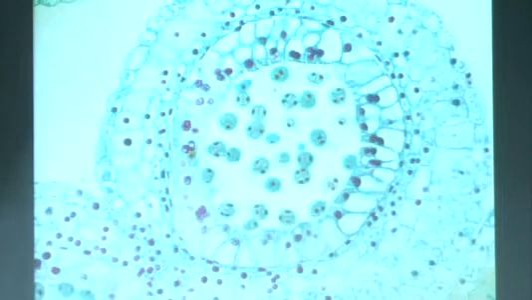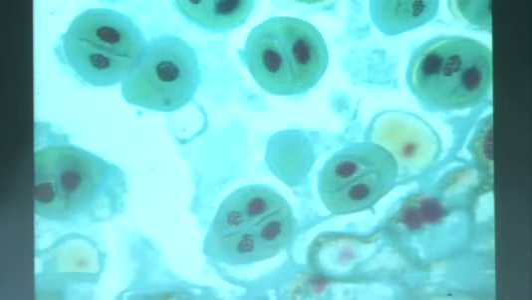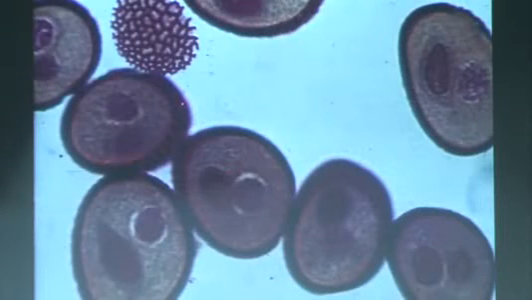To make the pollen grains, this is a high power. Here's the sporangium wall on the outside. The whole thing is the anther, and here are the pollen grains being made. They're made by meiosis and mitosis to make a collection of 4 haploid cells, which are then released. And what I want to point out to you is that pollen grains have very distinctive outer walls.